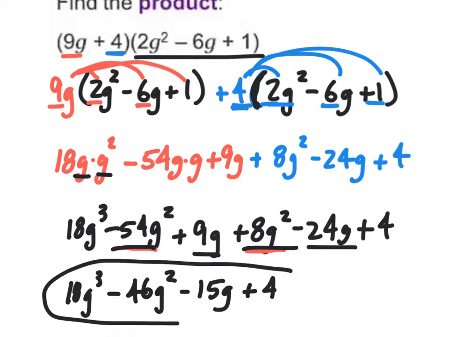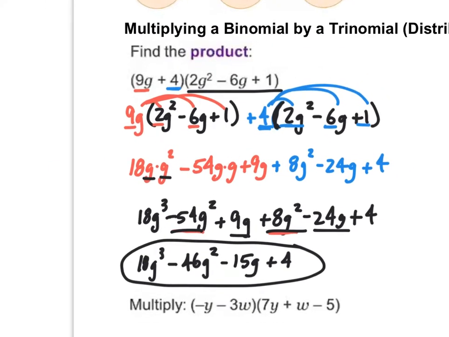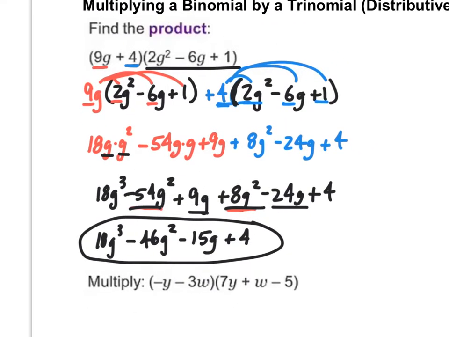And that's it. It is kind of a tedious process, but it's important that we know how to do it. So again, I'm just taking this term, 9g, multiplying it by the entire thing here, taking 4, multiplying it using the distributive property, simplifying it, combining like terms, and then writing it in standard form.